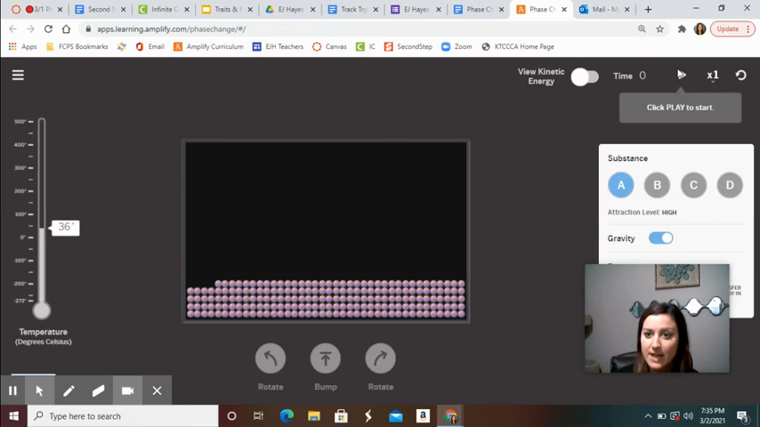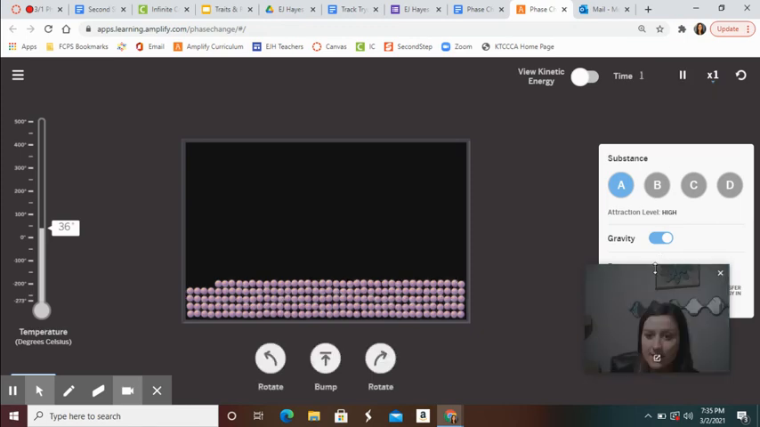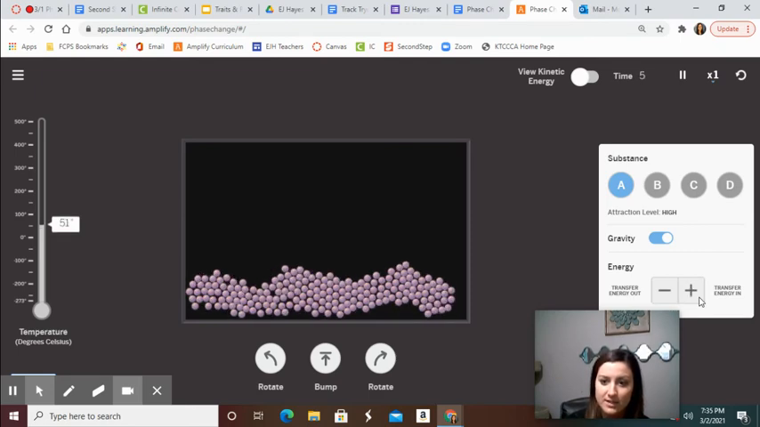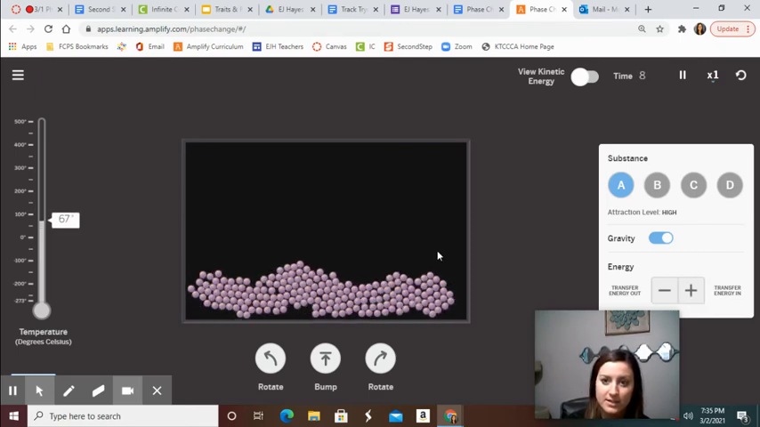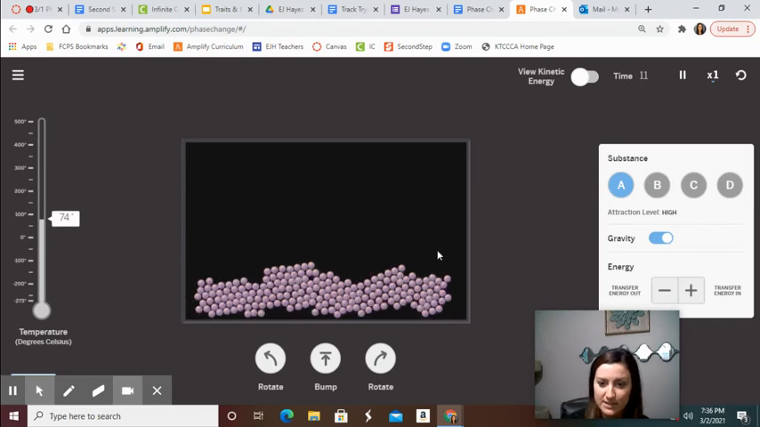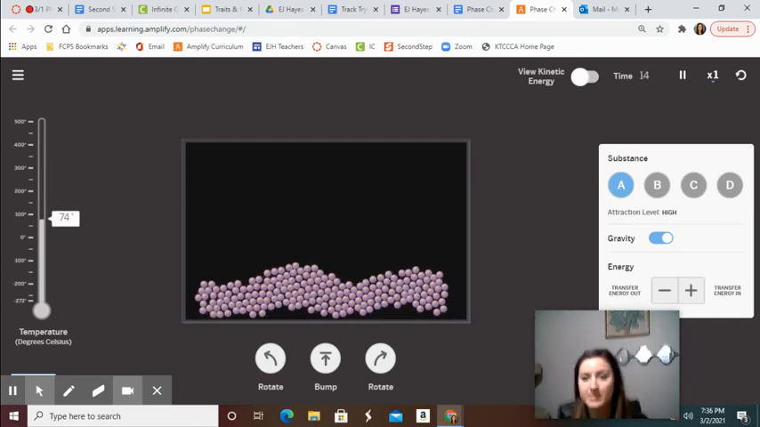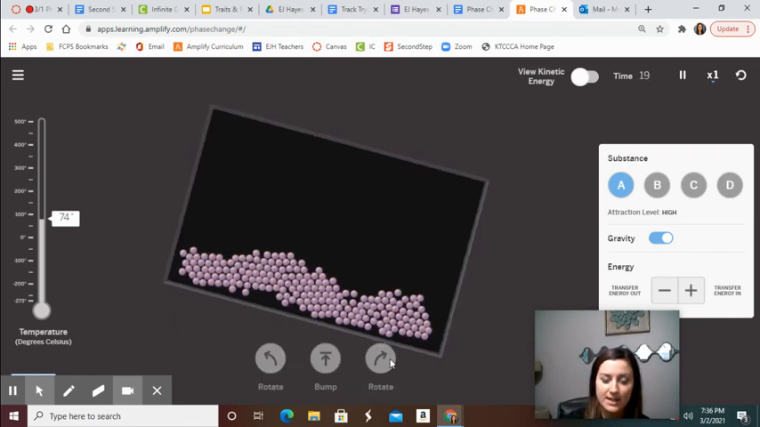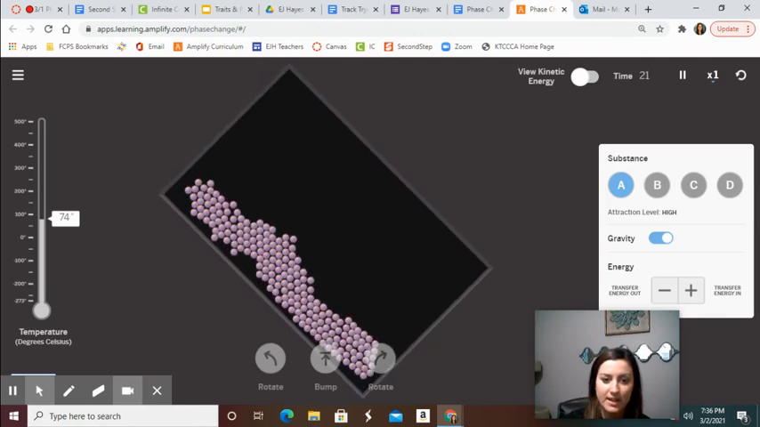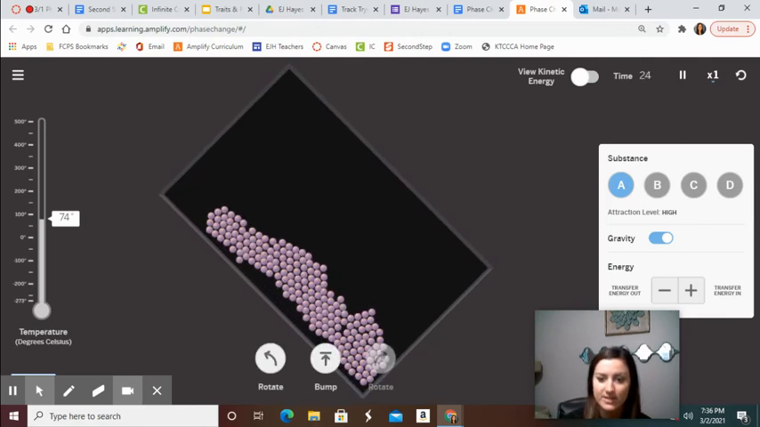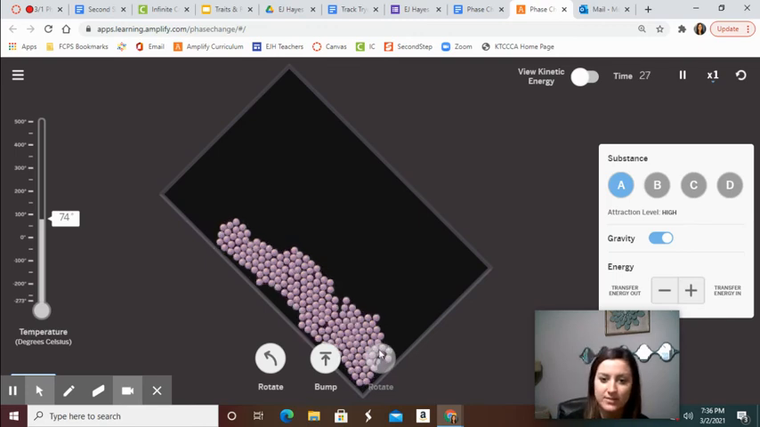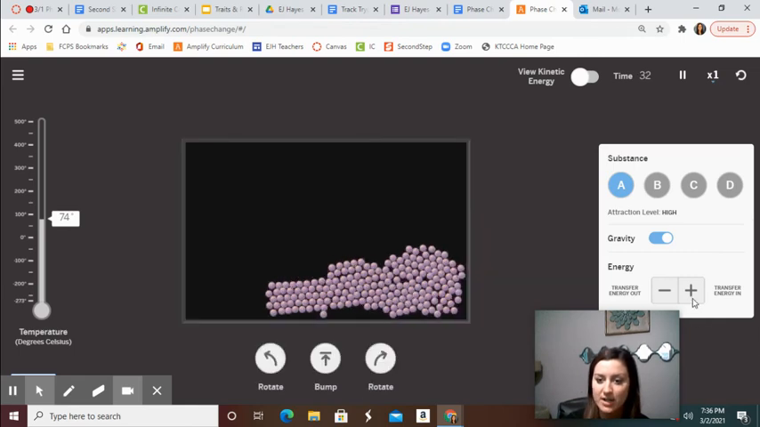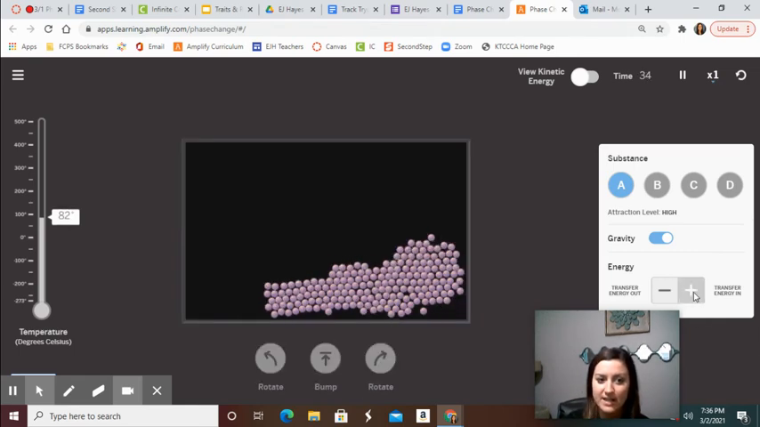But as soon as I add some energy and some temperature, notice how they start to move a little bit. That would mean that they changed phase. And if I bump them or rotate them, think about a cup of water. Obviously, if I move my cup of water back and forth, that's going to flow that way. And then if I continue to add energy and temperature, I'm going to change that phase again.